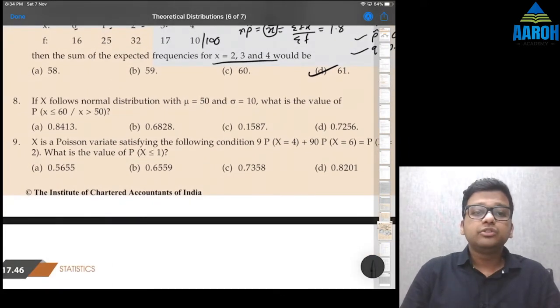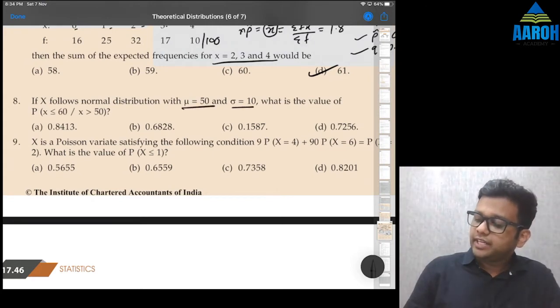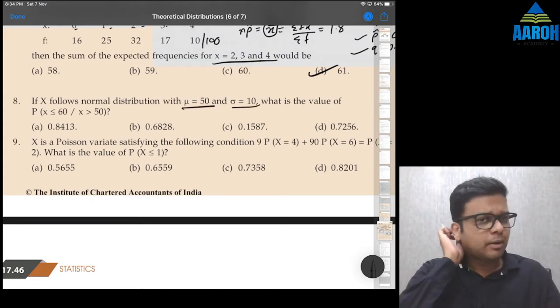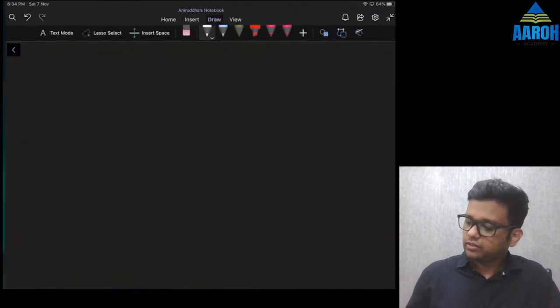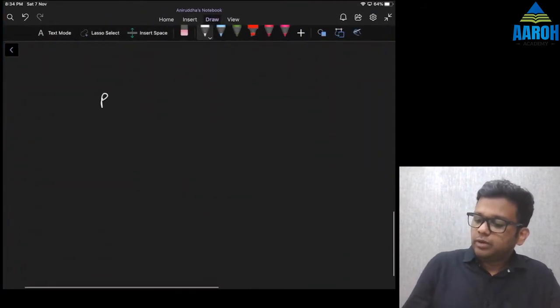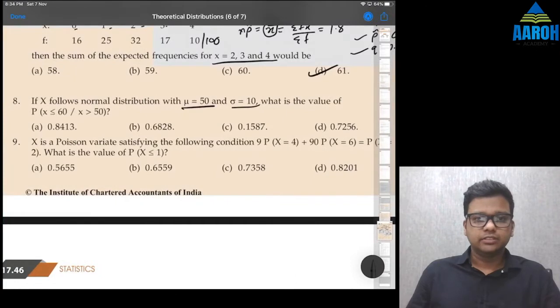If X follows a normal distribution, now this is a normal distribution question, with mu as 50, SD as 10, what is the value of the probability that X is less than 60 given X is greater than 50? Okay, we want the probability that X is less than equal to 60 given X is greater than 50, I think. Yes, the parameters are 50 and 10 square.